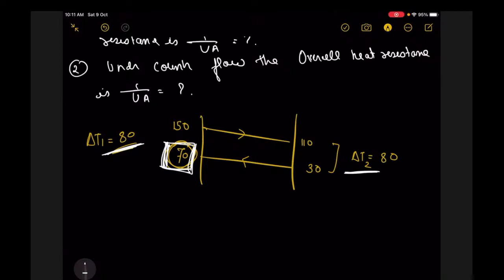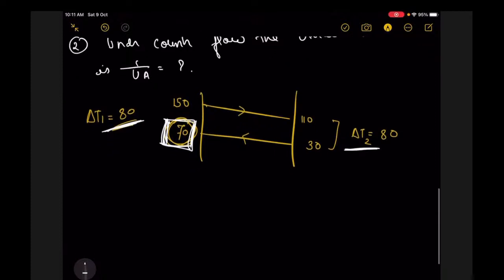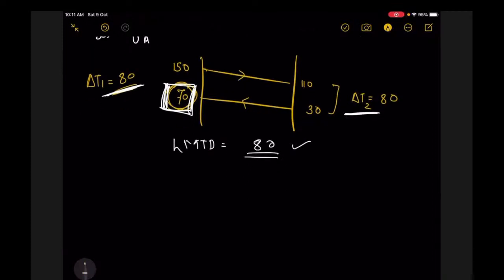Okay. So for this LMTD will be 80 directly, and co-current you have to calculate. This is counter current.